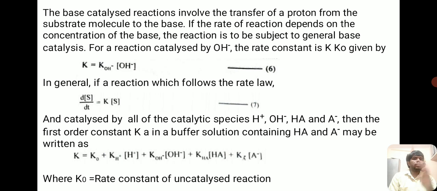And if it is catalyzed by all the catalytic species, say for example H⁺, OH⁻, HA and A⁻, then the first order constant k in a buffer solution containing HA and A⁻ may be written as k = k₀ + k_H⁺[H⁺] + k_OH⁻[OH⁻] + k_HA[HA] + k_A⁻[A⁻], where k₀ represents the rate constant of the uncatalyzed reaction.